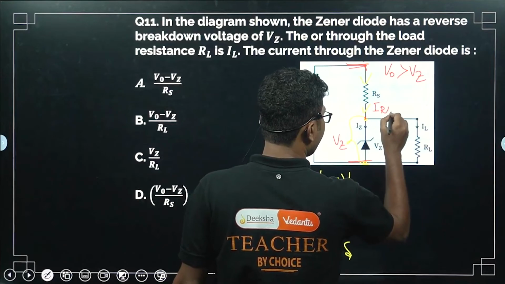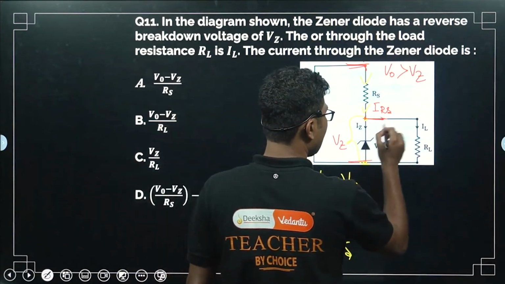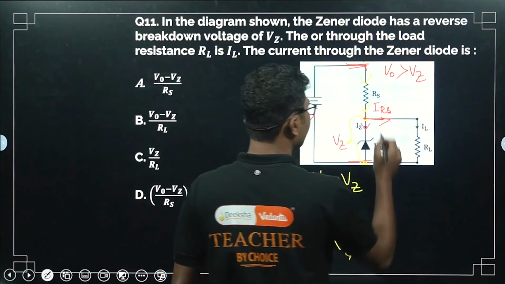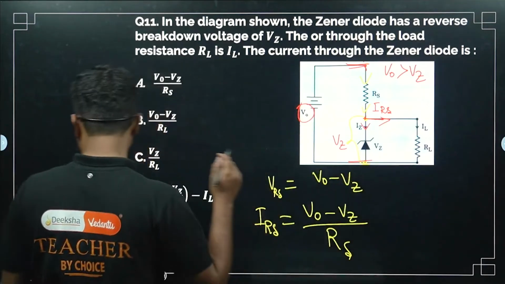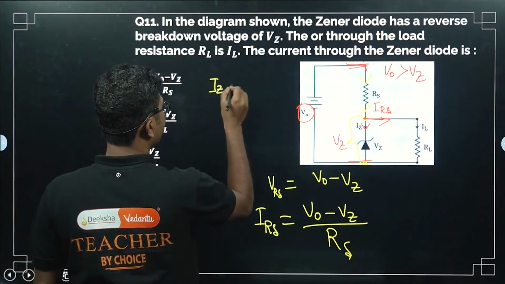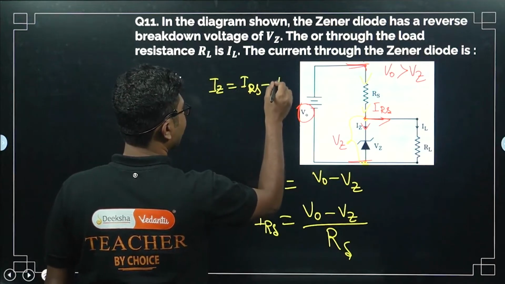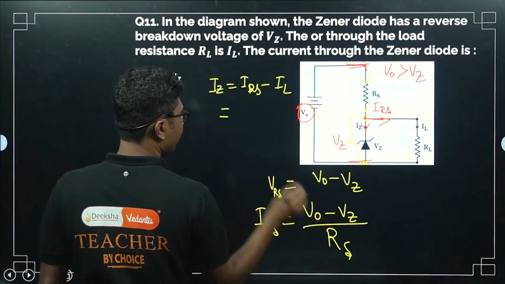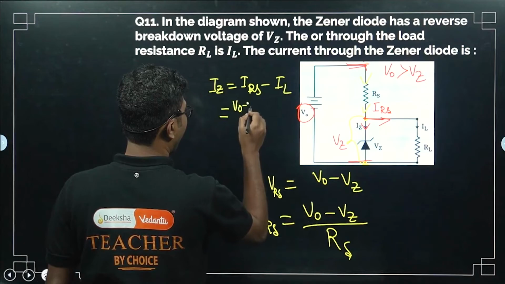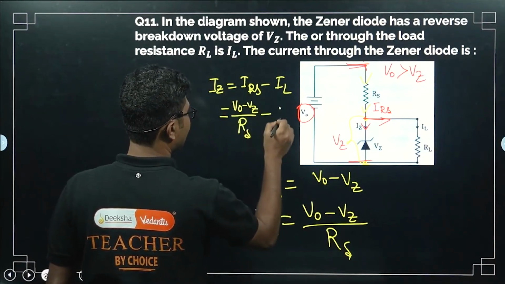right? Now this current is divided into two parts. One part is going in this direction as IL, and another part is going in this direction as IZ. So IZ will be equal to IRS minus IL, right? That is (VO minus VZ) divided by RS minus IL.